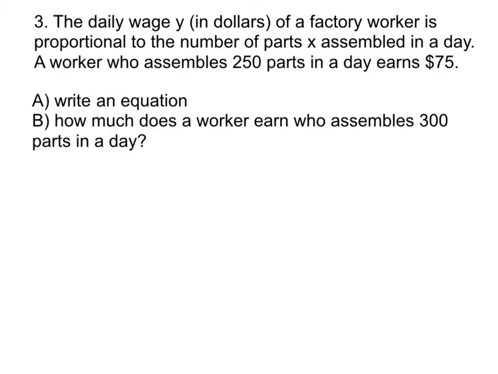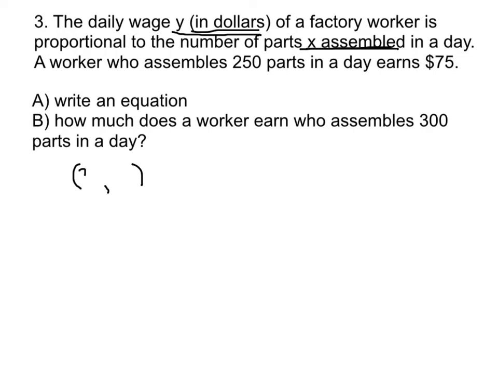Number 3. The daily wage y in dollars of a factory worker is proportional to the number of parts x assembled in a day. A worker who assembles 250 parts in a day earns $75. Step 1. We need to write an equation. So here's what we do in step 1. Just write an ordered pair. All you do is write an ordered pair. It says right here, x is how many parts, y is dollars. x is the number of parts, y is the number of dollars.